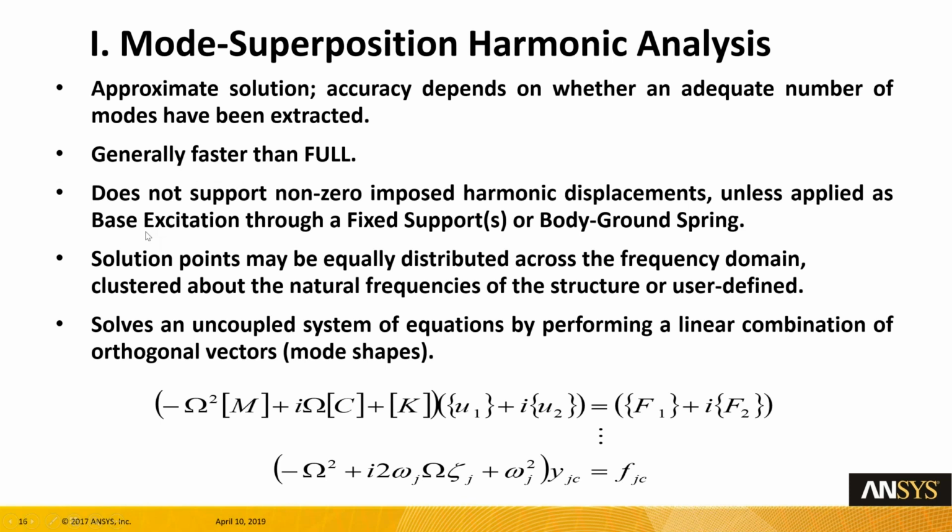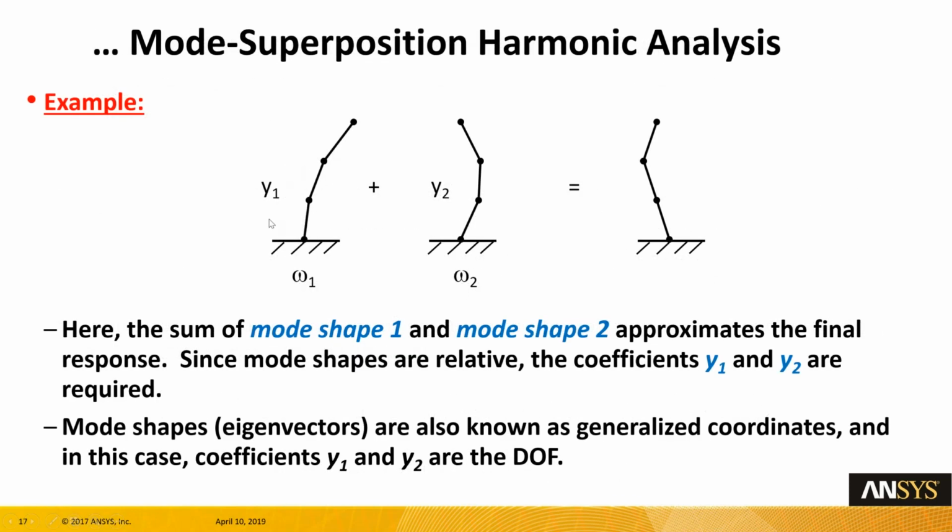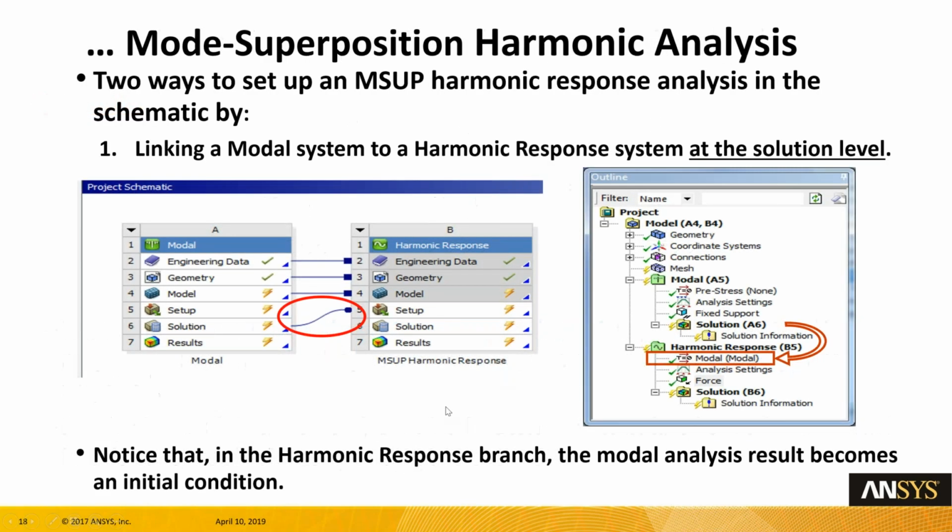If we do not pick the full harmonic solution, then the second option is mode superposition. And this is faster than the full solution. Why? Because we are picking a few mode shapes to approximate the result. For example, mode 1 plus mode 2 will give us the total modes over here. So the solution is going to depend on how many modes we pick.